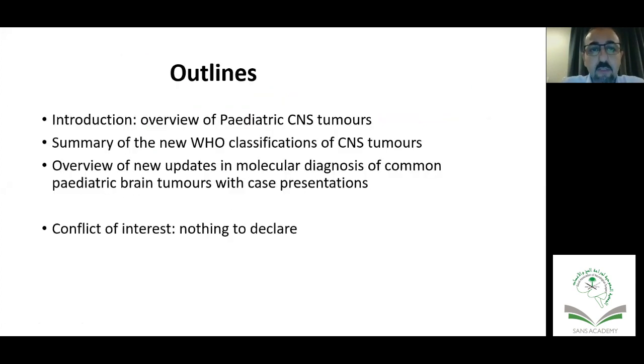This is the outline of the presentation. We will start with an introduction, an overview of pediatric brain tumors in general. We'll give a summary of the new WHO classification of CNS tumors in children, and then an overview of new updates and molecular diagnosis of common pediatric brain tumors with case presentations. And I have nothing to declare.